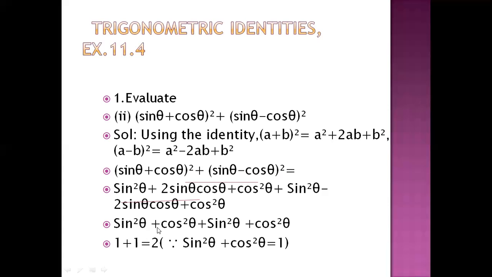You know that sin square theta plus cos square theta is 1, which is the identity. Its value is 1. And again here also sin square theta plus cos square theta is equal to 1. So 1 plus 1, that is equal to 2.